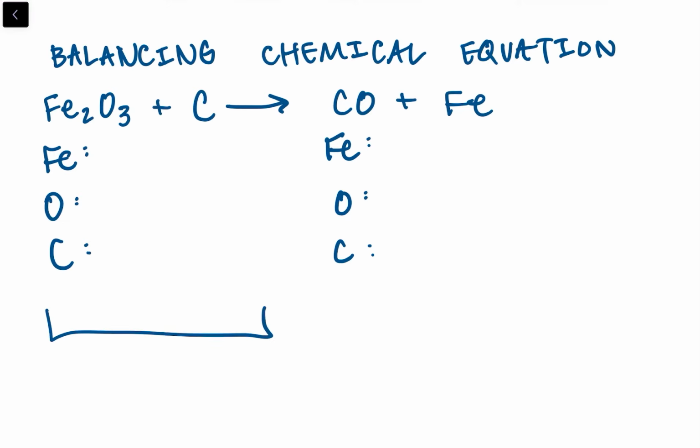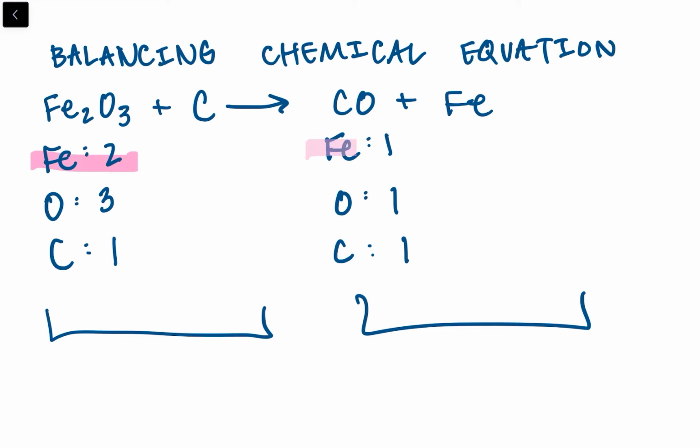So first, we are going to do the left side of the equation. We're going to count up the number of iron atoms that we have. We have 2, oxygen, we have 3, and carbon, we have 1. We do the same thing on the right side of the equation. So we have 1 iron, 1 oxygen, and 1 carbon. Now we look at this and we realize that the number of elements that we have on both sides do not line up. So for example, the number of iron does not line up, and the number of oxygen does not line up, but the carbon does.